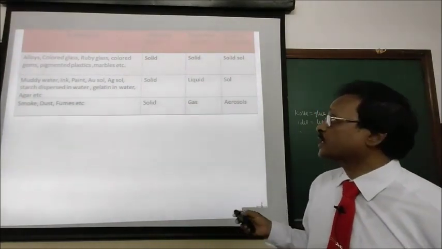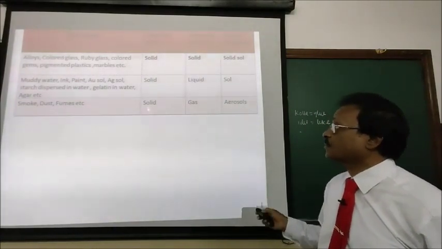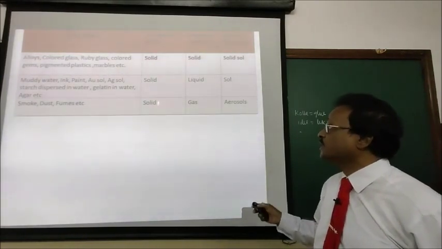Look at the examples. I have taken a solid in all of them. They are all dispersed in colloidal form. But solid dispersed in solid, solid dispersed in liquid, solid dispersed in gas.